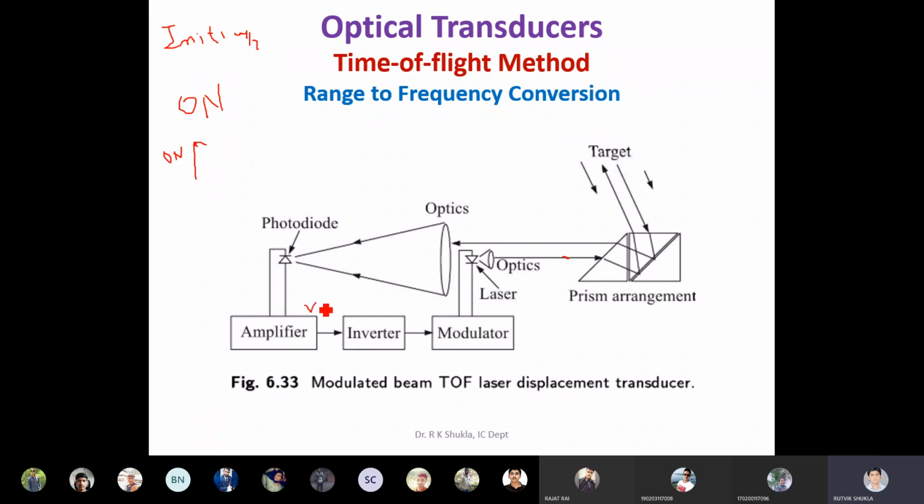So what happened? Here we are getting V. It becomes minus V. At that time, the modulator gets the information that your input becomes negative. The input which is coming out from the inverter, which becomes the input to the modulator, becomes negative. So whenever it gets this negative input, at that time it turns off the diode.